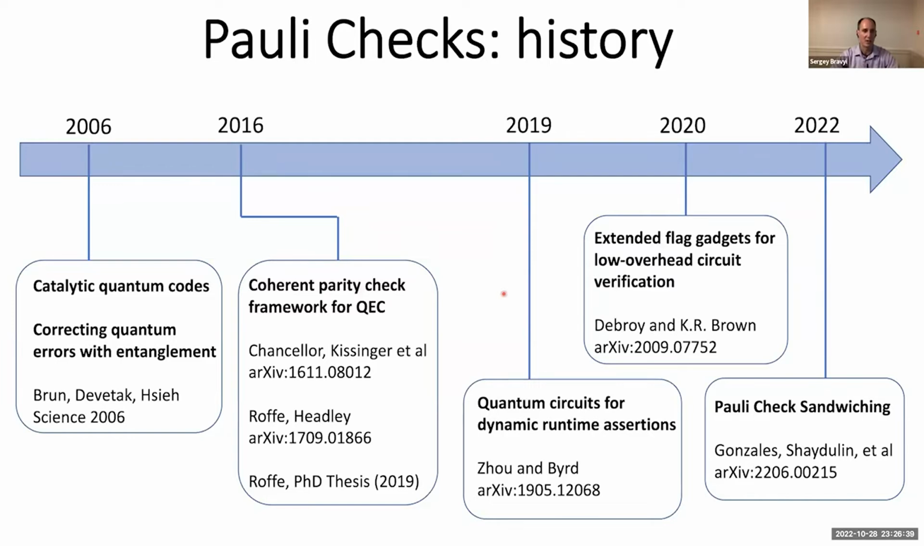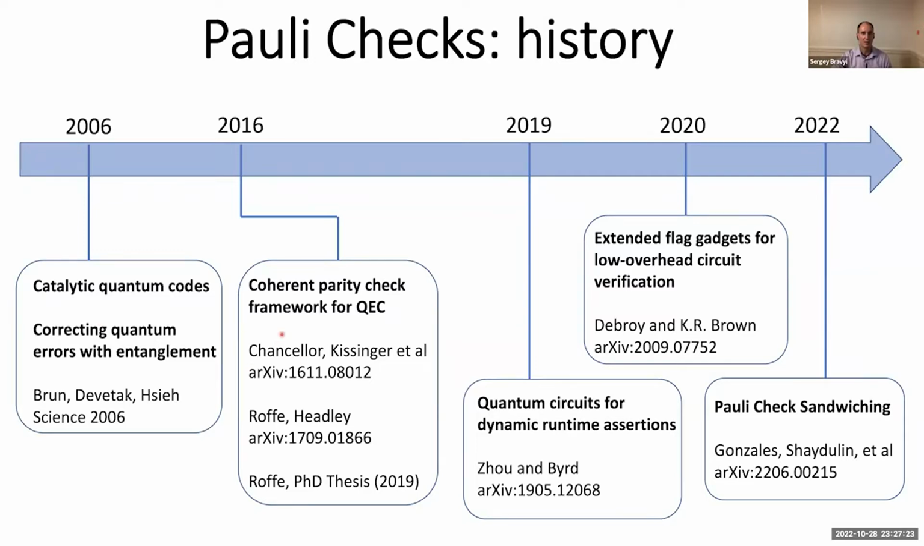And this is a brief history of the Pauli check idea, and it goes back to this Science paper by Brun, Devetak, and Hsieh. The focus of this paper was quantum communication theory. It was shown that a small amount of entanglement shared between the sender and the receiver enables reliable transmission of a very large number of qubits. And here we exploit a similar catalytic effect in the context of error mitigation.